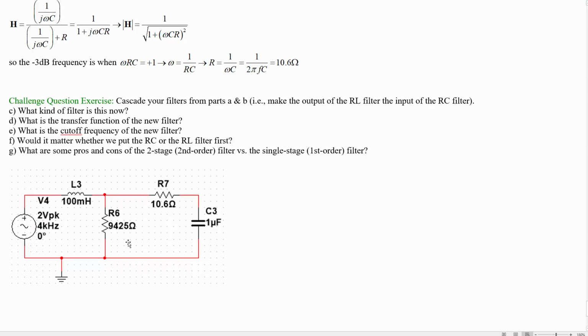So this is still a low pass filter, and it should end up being a second order low pass filter because we've got those two different effects that are acting to make it a low pass filter. So low pass filter should be second order.